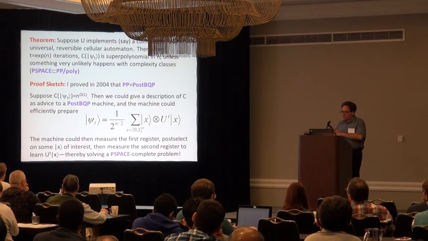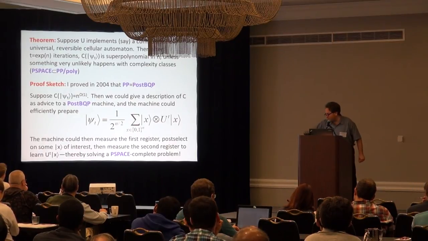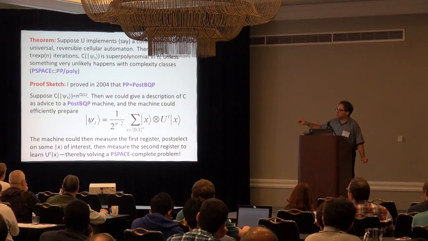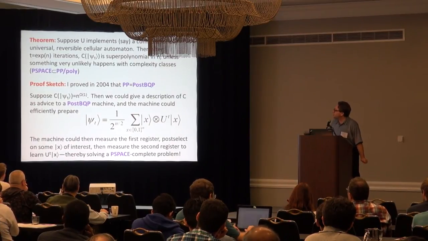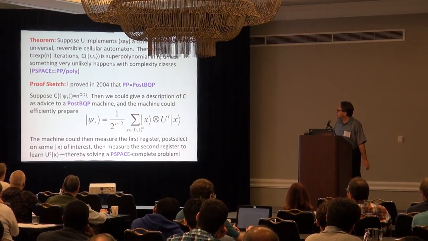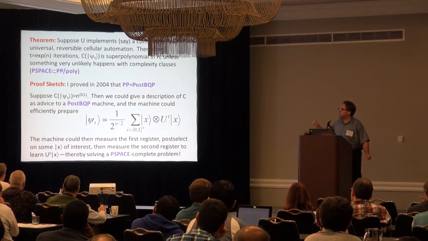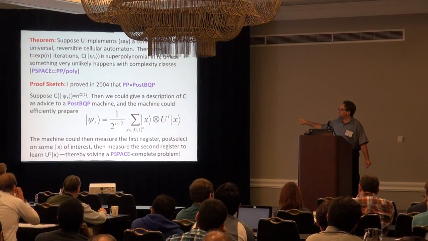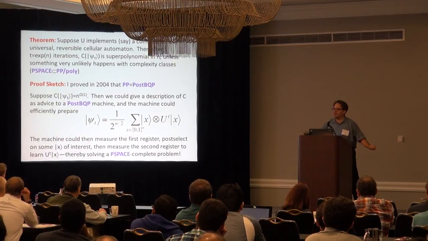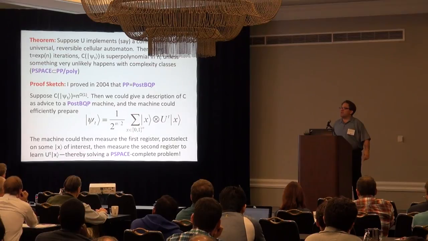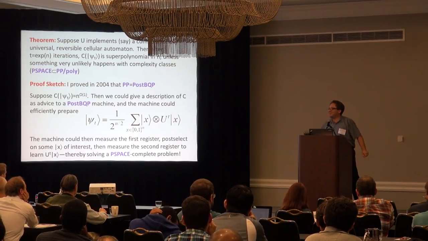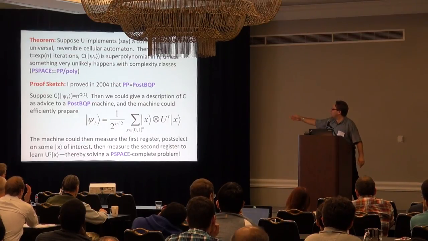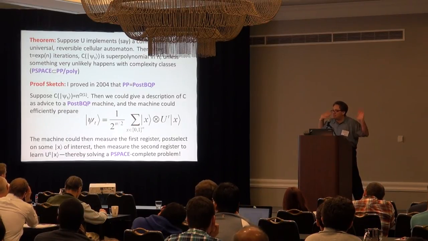So a sketch of the proof is that it uses the theorem that PostBQP equals PP, and it's very simple. You say suppose by contradiction that the circuit complexity after exponential time remains polynomial. Then you could just give a description of the circuit as advice to a post-selected quantum computer, and that post-selected quantum computer could then use that to prepare the state, and then could use that state to solve a PSPACE-complete problem. Okay, how would it do that? Well, all you have to do is measure the first register and post-select on getting some particular input x that you care about. And then if you get that, then what's going to be in the second register will be x, but then time evolved by U for an exponential amount of time. Okay, by theorems about reversible space equals deterministic space, that is going to be a PSPACE-complete problem, to see what U does to x when you iterate it for an exponential number of steps. Okay, so that's the basic idea.